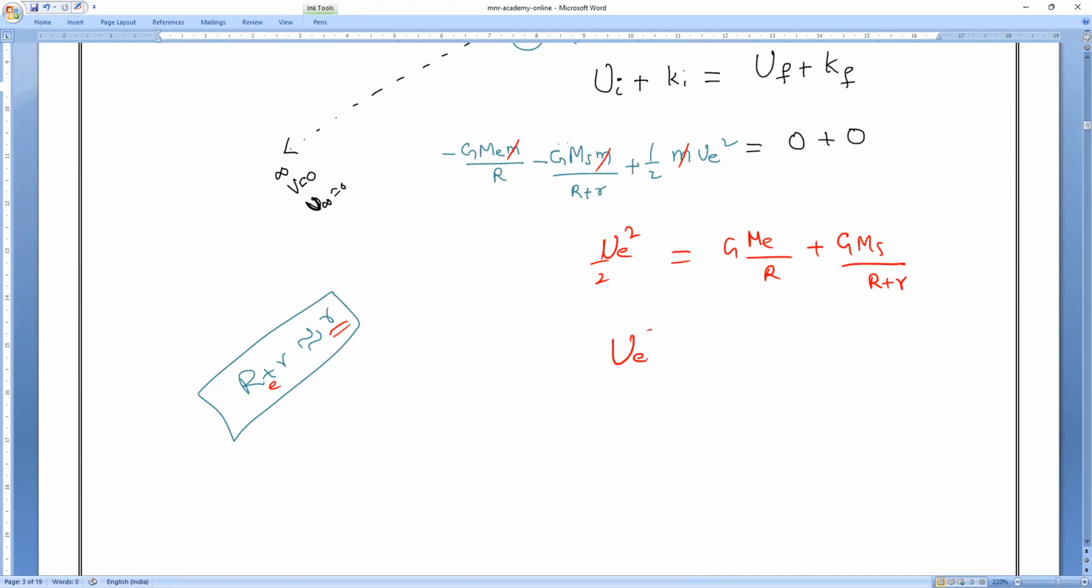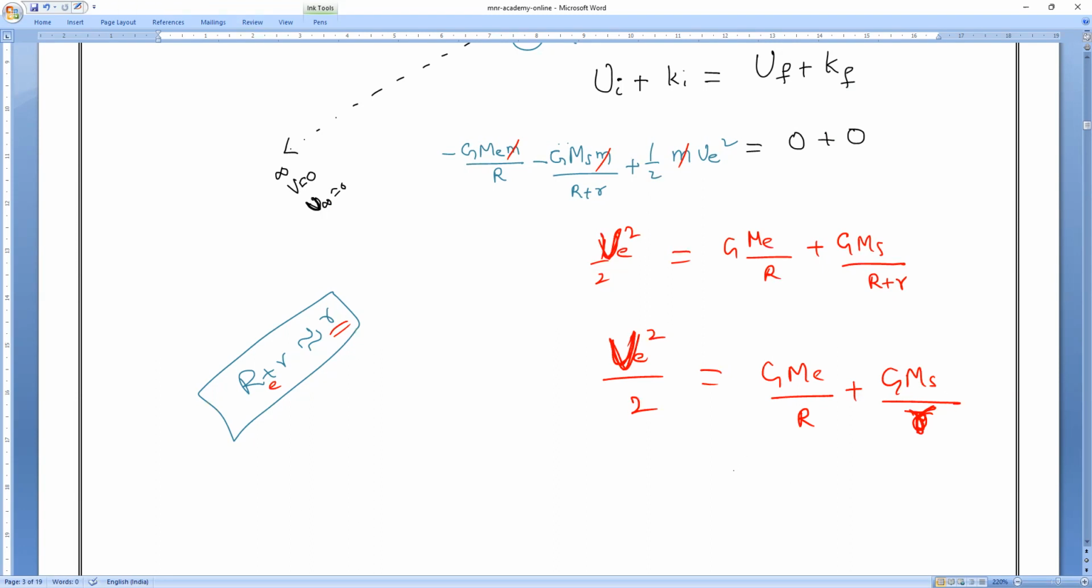So I will write for the potential: escaping velocity square divided by 2 is equal to G into ME, mass of earth divided by radius, plus G into M, mass of sun divided by R only, small r. Clear, everyone? That is what it is.